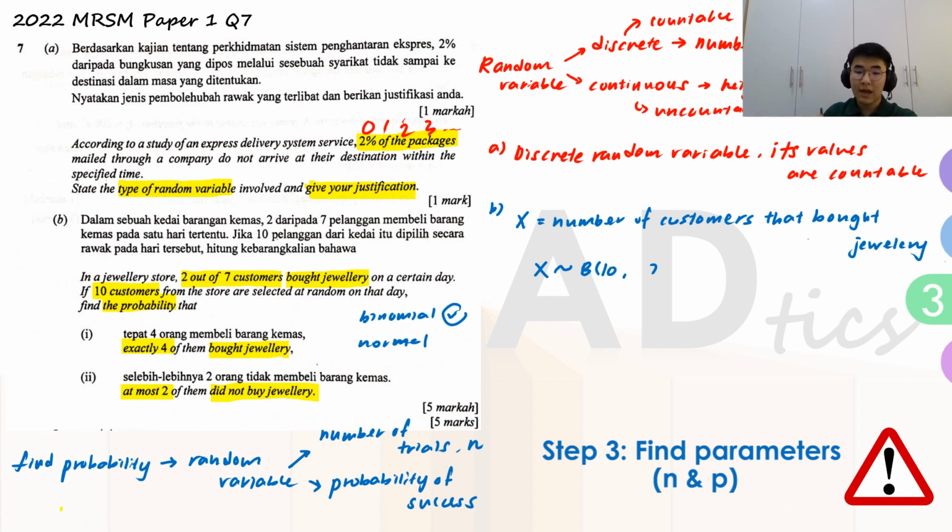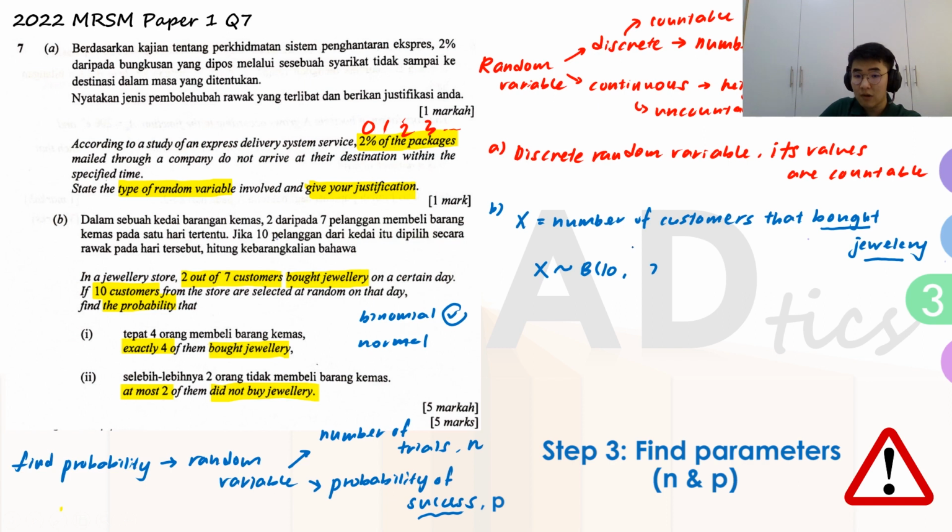And for the probability of success, success actually depends on our definition. If here we say that the customers that bought jewelry, our success would be those who bought jewelry. So the probability that they have bought jewelry would be from this sentence, 2 out of 7 customers bought jewelry.